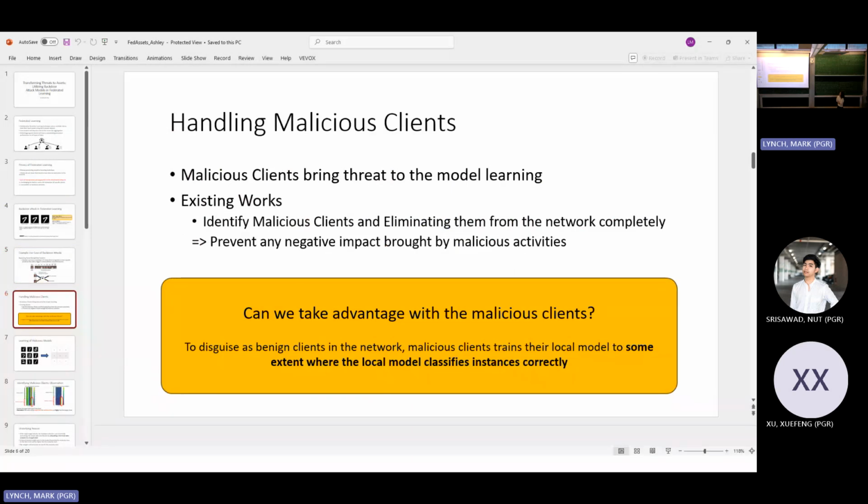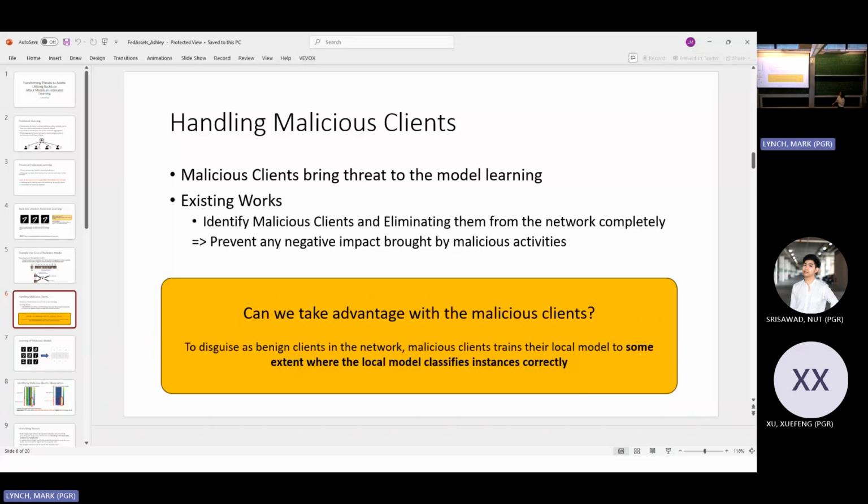Because backdoor attackers are not easy to detect and are quite powerful, existing works have researched how to detect those malicious clients and, once we find them, how to deal with them. All of the existing works think: okay, we identify them and completely eliminate them from the network, because that's quite reasonable, right? We're just eliminating all the negative impacts on the network.